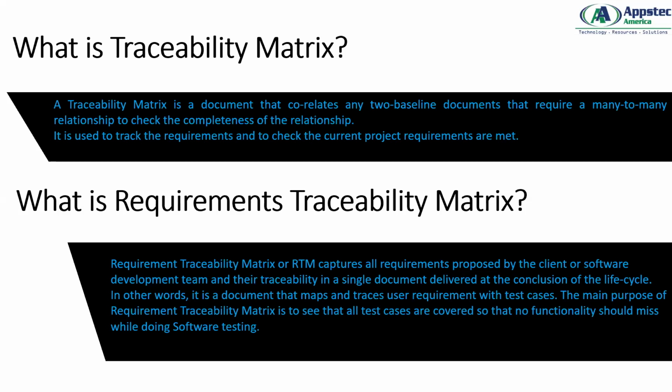So what is a requirements traceability matrix? The requirements traceability matrix, or RTM, captures all requirements proposed by the client or software development team and their traceability in a single document delivered at the conclusion of the life cycle. In other words, a requirement traceability matrix is a document that maps and traces user requirements with test cases. Again, RTM, or user requirements traceability matrix, is very, very important. The main purpose of RTM is to see that all requirements are covered so that nothing is missed while doing the software testing.